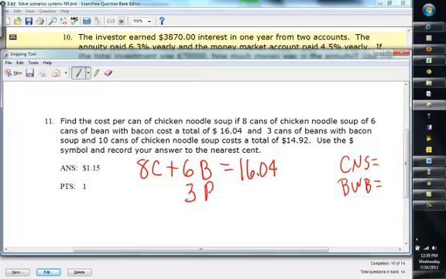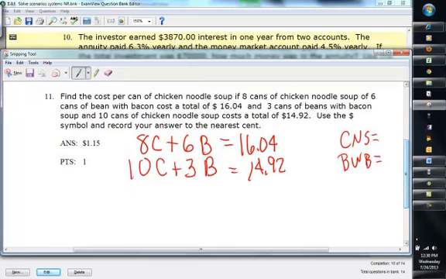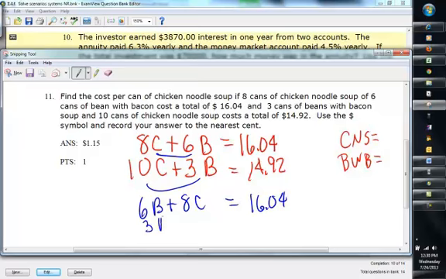3 cans of bean with bacon soup and 10 cans of chicken noodle soup total $14.92. Okay, just to show how particular I am about math, it's starting to bother me that my variables aren't in the right order, so I'm going to switch them around. 6b plus 8c is 16.04. I always like to have them in alphabetical order. 3b plus 10c is 14.92. Perfectly set up for using our calculator.